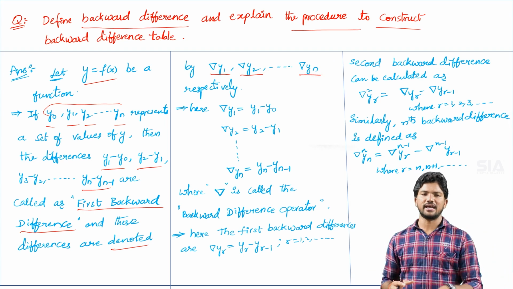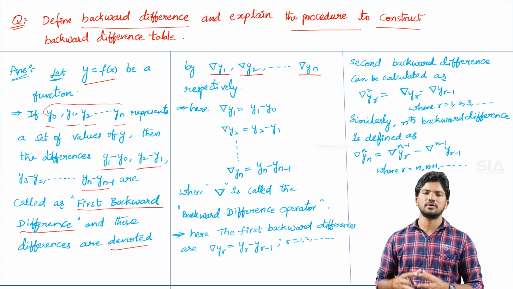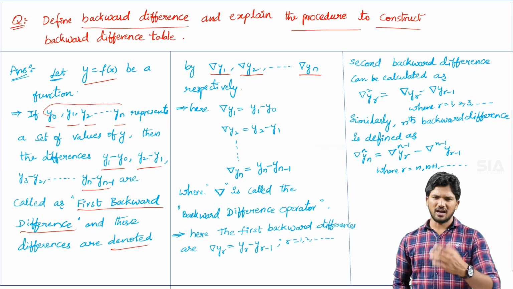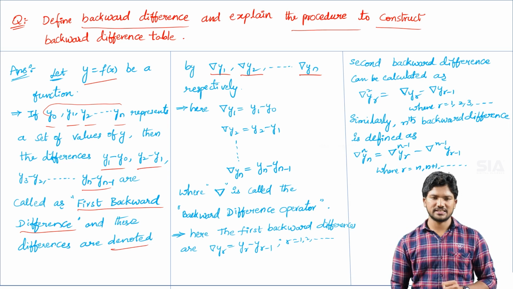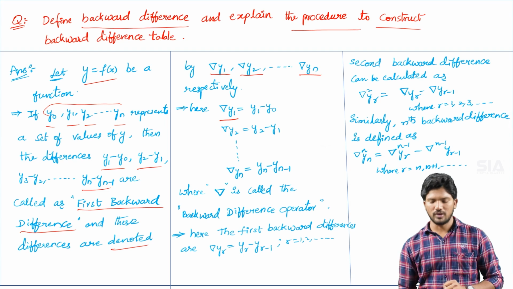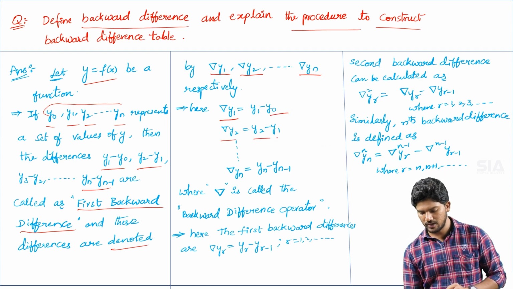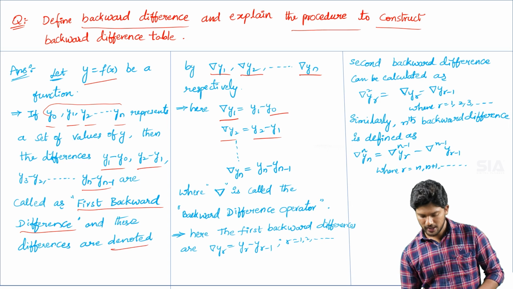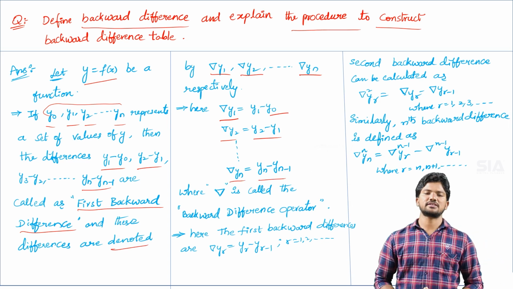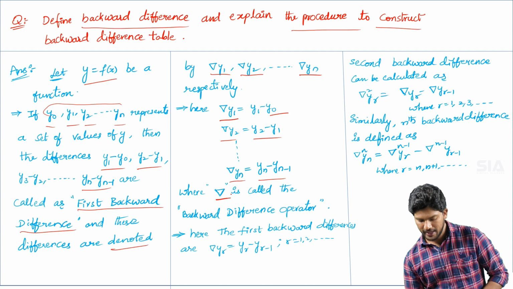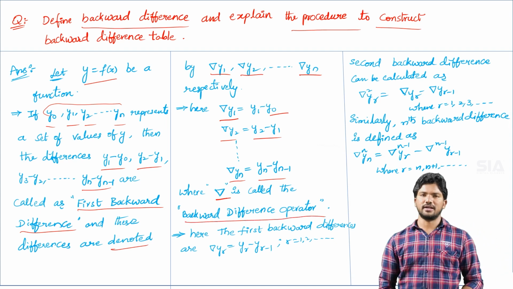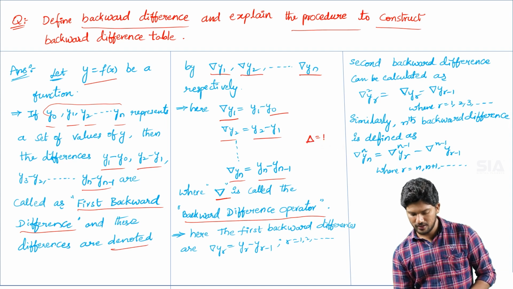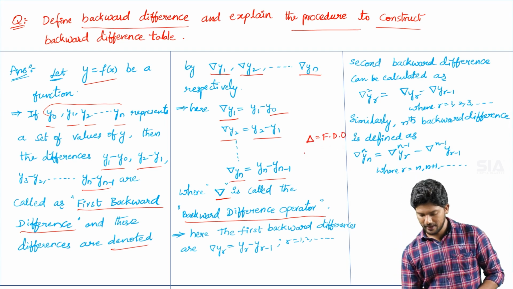Now reverse delta y1, delta y2 up to so on. Some mathematicians call it nabla: nabla y1, nabla y2 up to so on nabla yn. Simply we can also call it del: del y1, del y2 up to so on del y suffix n respectively. Here del y1 is equal to y1 minus y0, del y2 is equal to y2 minus y1, up to so on del yn is equal to yn minus yn minus 1, where this operator reverse delta is called the backward difference operator.